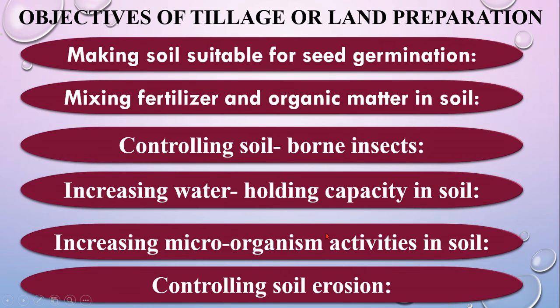Next point is controlling soil erosion. Another important objective of tillage is to level high and low soil and compact the land. Consequently, rain or irrigation water cannot flow outside the land. Thus tillage prevents soil erosion and ensures proper utilization of water. So that is why controlling soil erosion is another important point, that means tillage or plowing.